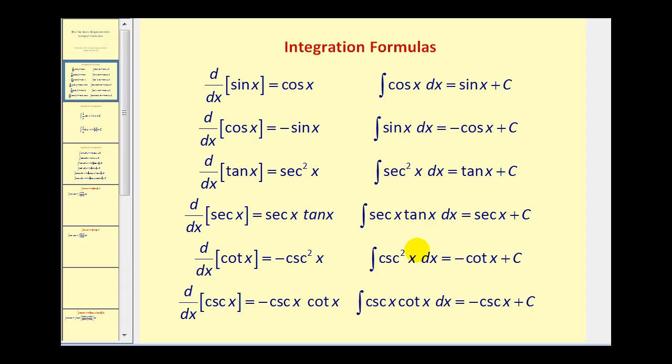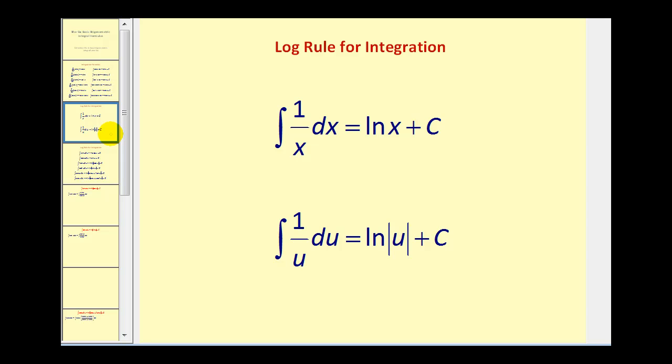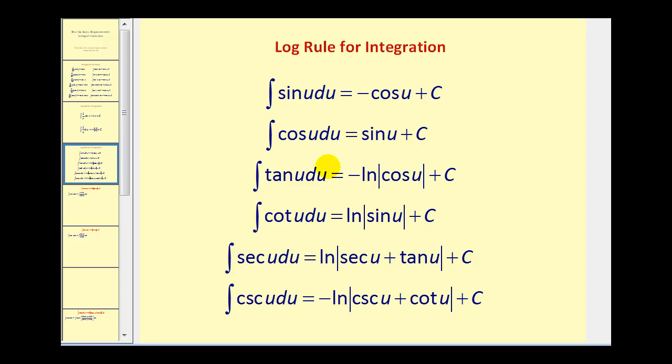But before we do that, let's go ahead and review the log rule for integration. Remember, if we have the integral of 1 over x dx that's equal to natural log x plus c, similarly, if we have to perform a u substitution, we would use this formula here. Now the reason I want to show you this now is because if we do take a look at the 6 basic trig function integral formulas, notice that the remaining 4 formulas do involve natural log. So in this video we're going to focus on where these last 4 formulas come from and why the natural log occurs in the antiderivative.